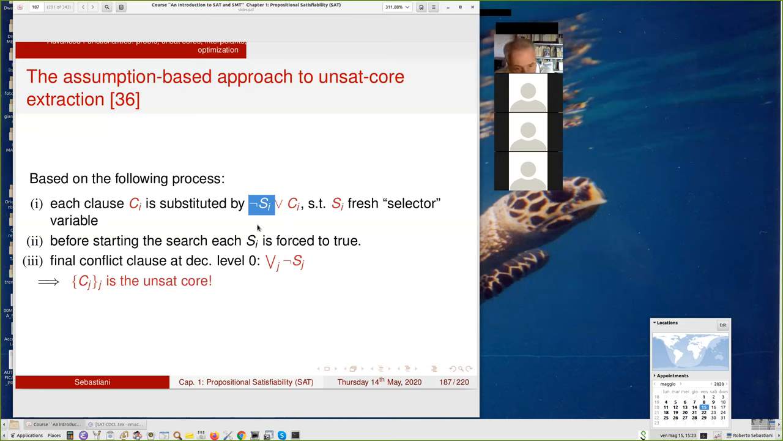Which means that the SIs are exactly all and only the labels of those clauses which caused the inconsistency, together with SI, of course. Notice that assuming SI, it is unit propagated here and it causes CI. And then CI eventually, together with the other CIs, will cause the inconsistency. But then resolving back, you stop here. You resolve back this, and you have the disjunction of SIs, one for every CI which actually had a role in causing the inconsistency. So this is an easy way to have an unsat core for free.